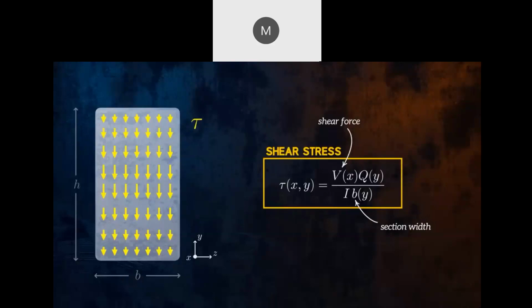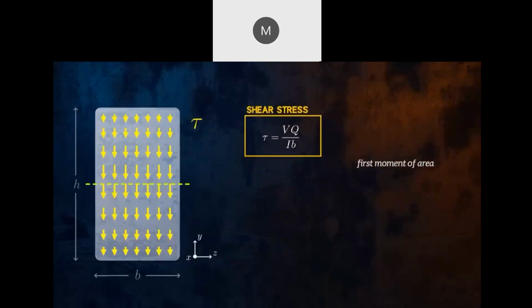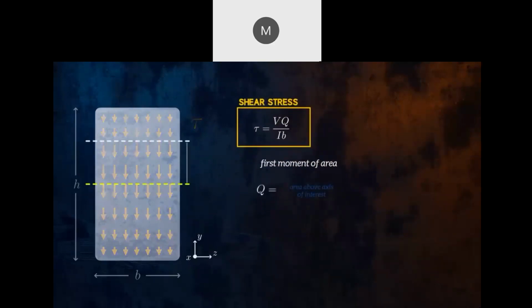I is the area moment of inertia, which is a constant value calculated based on the shape of the cross-section. And Q is the first moment of area for the portion of the cross-section above the location we want to calculate the shear stress for. So it varies with the distance y above or below the neutral axis. It is equal to the product of the area above the location of interest, and the distance between the centroid of that area and the neutral axis.